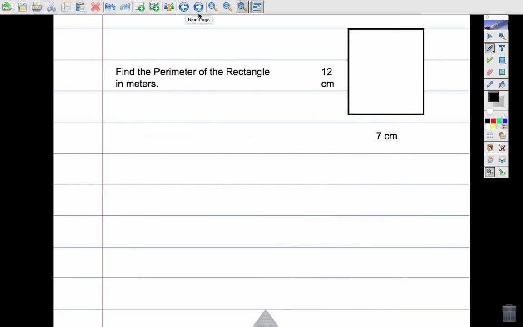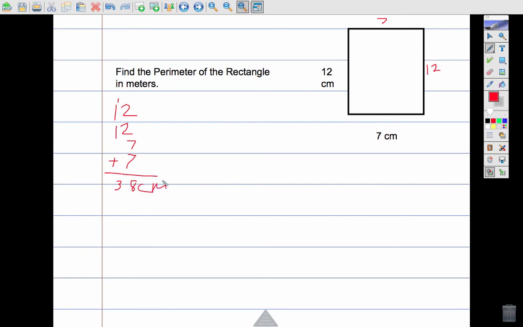Now we need to find the perimeter of the rectangle in meters. But here our dimensions are given to us in centimeters. So what I need to do is determine my perimeter in centimeters first, and then I'm going to convert it to meters. So if this side is 12 centimeters, I know that this side is 12, and if this side's 7, I know that this one's 7. So if I add them all up, I have 12, 12, 7, and 7. 7 and 7 is 14, and 4 gives me 18, and that gives me 38.